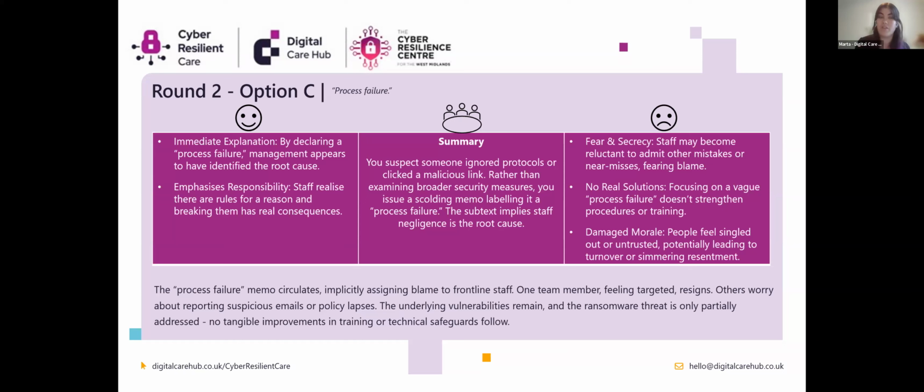There are no real solutions if you just blame the staff. You're focusing on a vague process failure, and it doesn't strengthen the procedure or the training of your staff. But this also damages morale, so people feel singled out or untrusted, potentially leading to turnover or simmering resentment. So blaming others will not solve the problem and will end up affecting your staff negatively. Of course, staff may make mistakes, we all do, but that is not the root cause of this. And this approach can result in resentment, toxic environments, and even staff leaving their jobs.